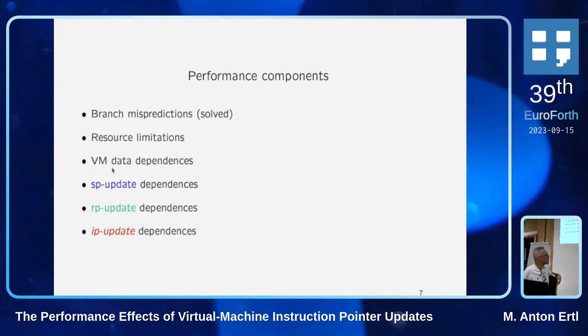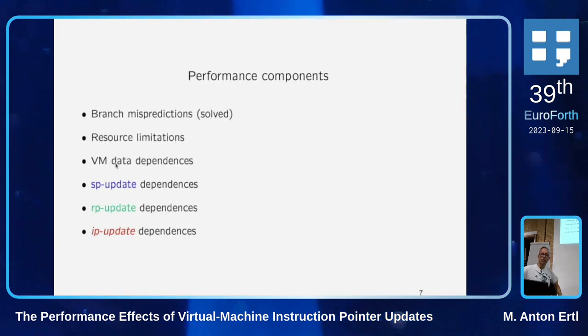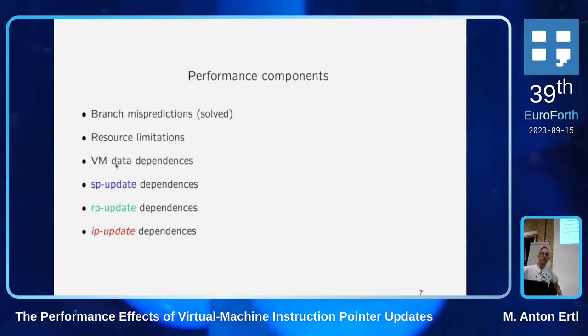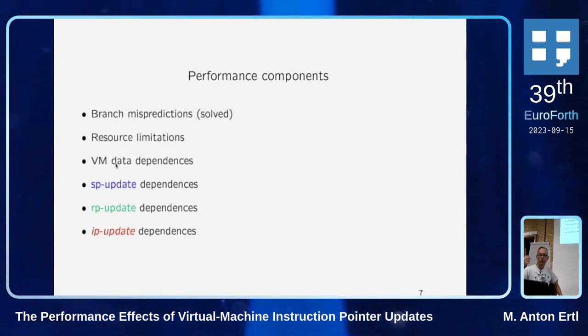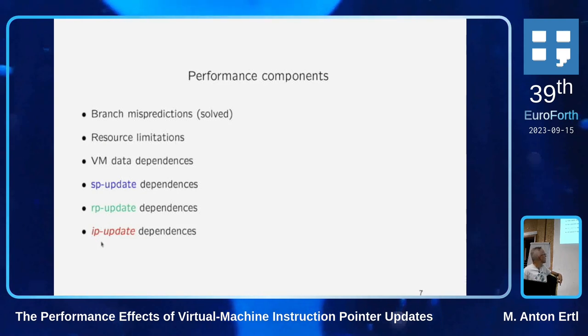Then there are data dependencies on the virtual machine level, for example, I read one Forth variable and write one Forth variable, or I do an add of two values in Forth and so on. So this is data flow on the virtual machine level. Then we have dependencies on stack pointer updates, we have dependencies on return stack pointer updates, and we'll be using color coding as in the example before. And of course, the thing that interests us is instruction pointer updates.